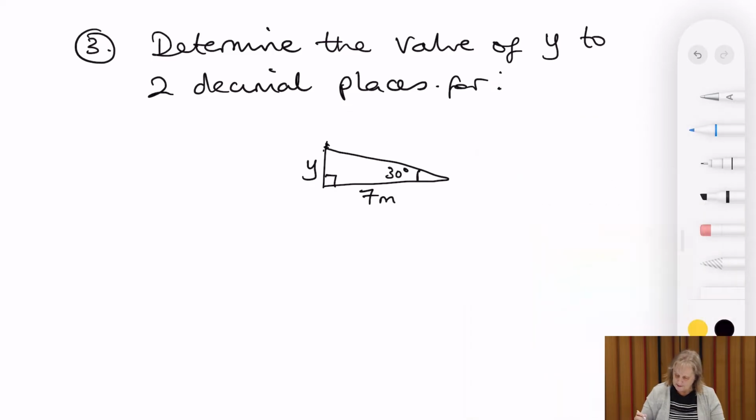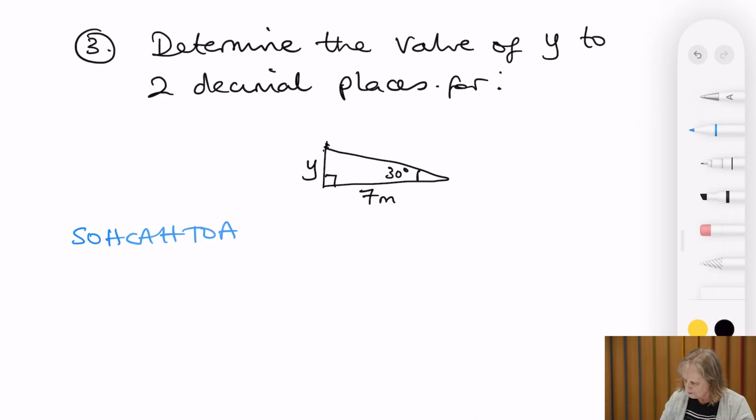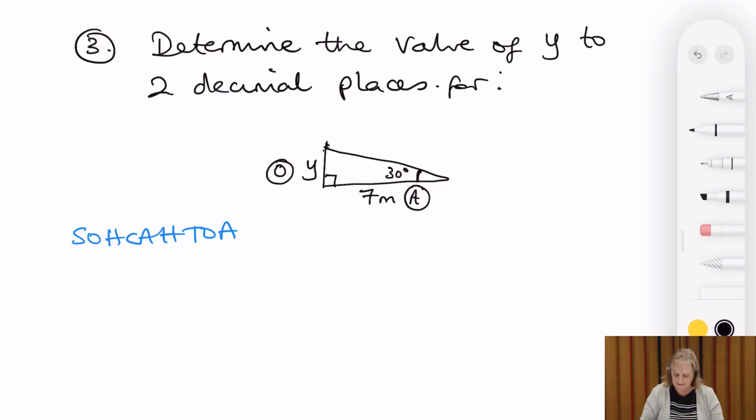So again, using our SOH-CAH-TOA, we want to label the diagram accordingly. So the starting point is the angle that we're given in the question, 30 degrees. We know the side opposite that is y, which is what we want to find for this question. And we know that the side that is adjacent to the angle given, 30 degrees, is our 7 meters here. So now we've identified the 2 sides in this question, the opposite and the adjacent.